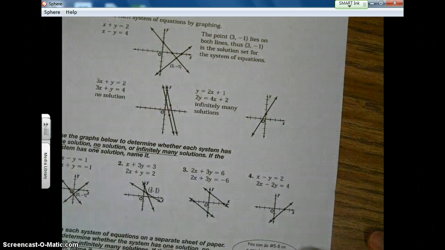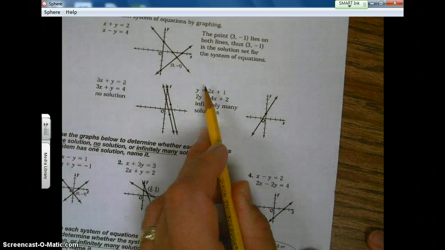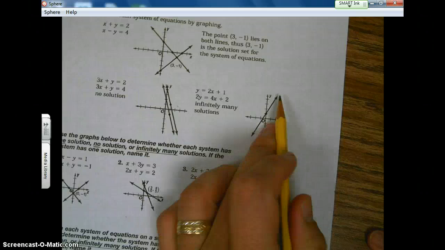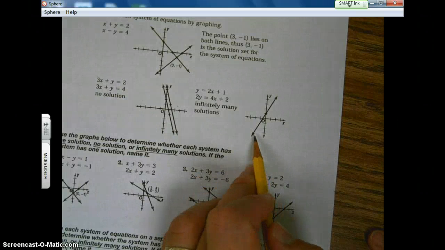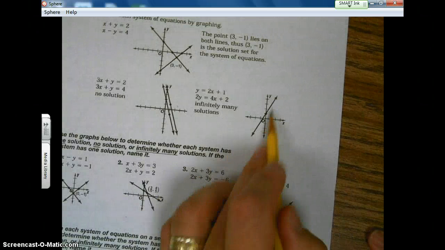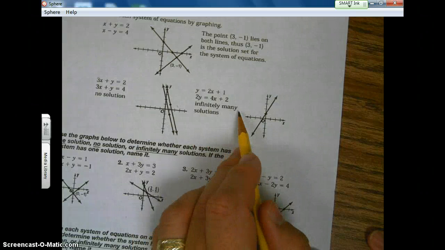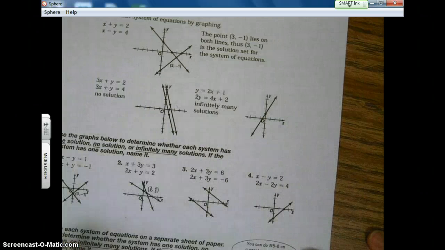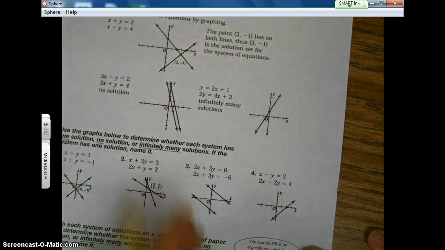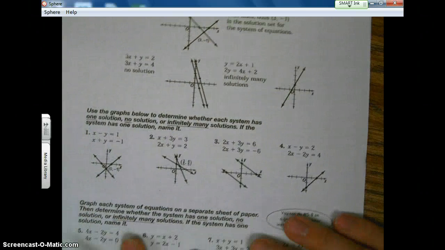Over here, we have two lines. We graph both of them and notice they're the same line. Remember, this is called coincidental lines or coinciding lines. Since they share every point, they have infinitely many solutions if they're the same line. Okay? Those are your three options for systems of linear equations.